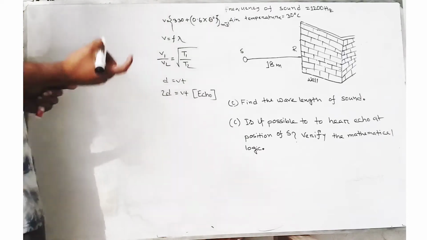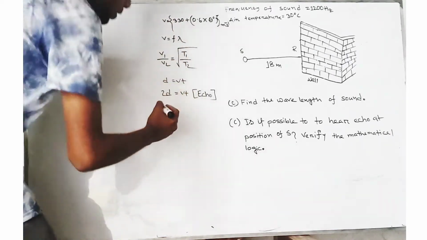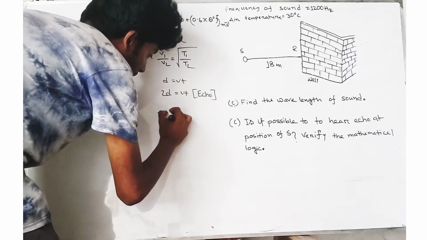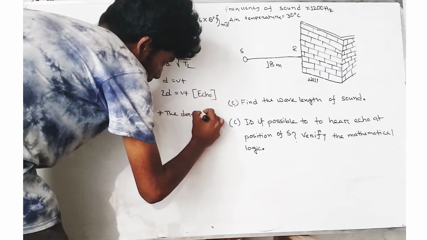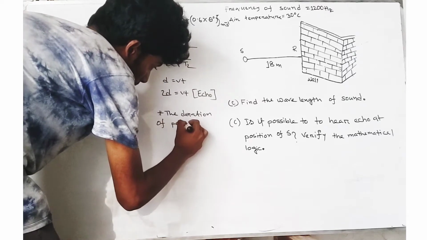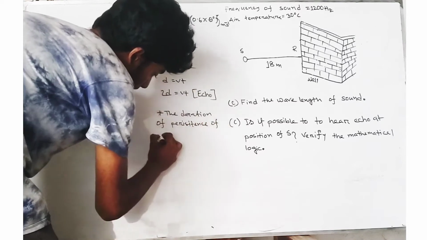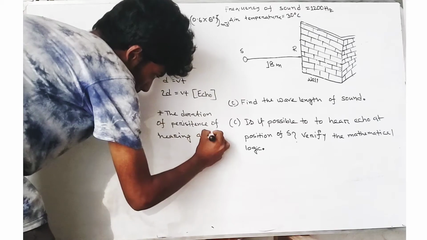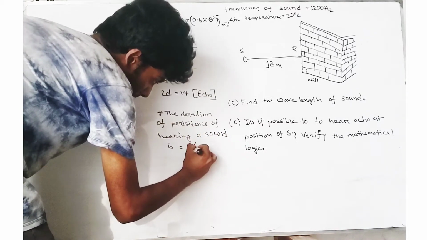You need to know some information which is also very important to solve these kinds of math. Number one, the duration of persistence of hearing a sound is equal to 0.1 second.